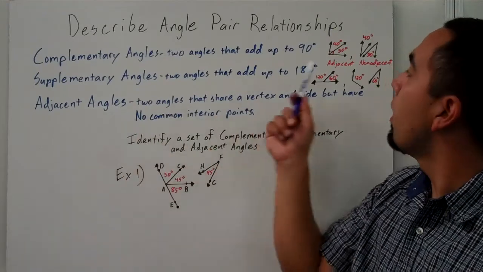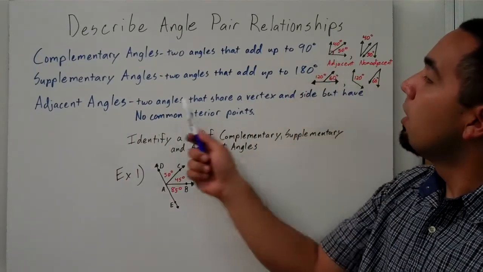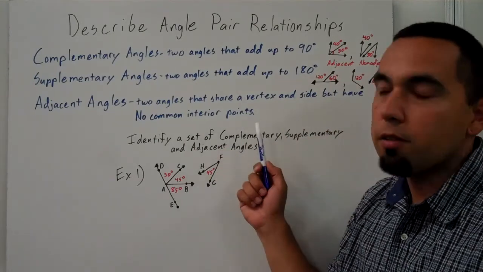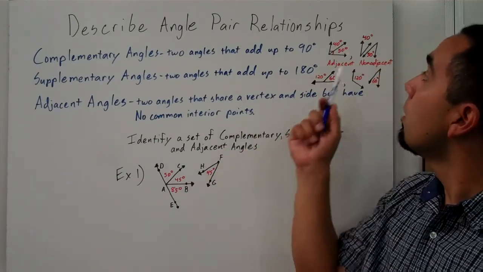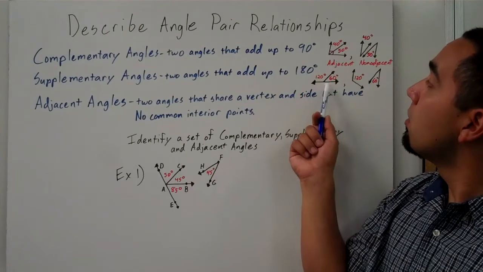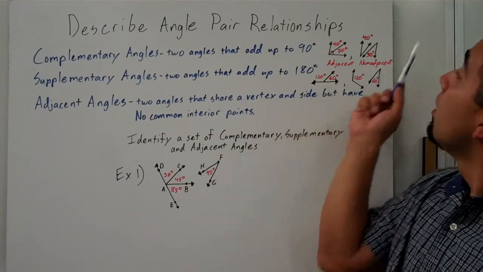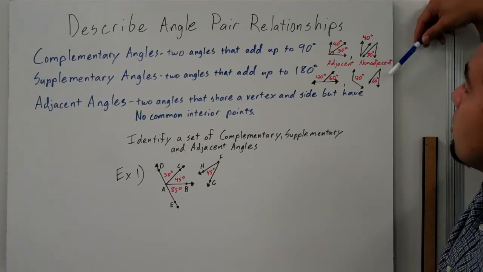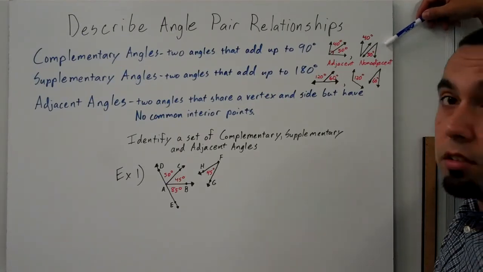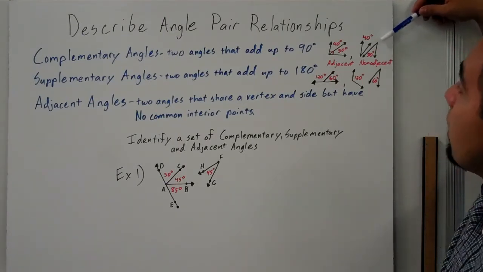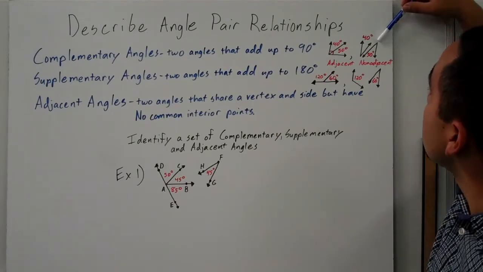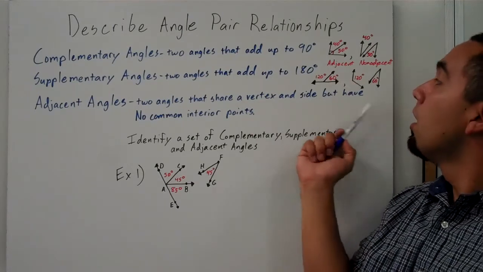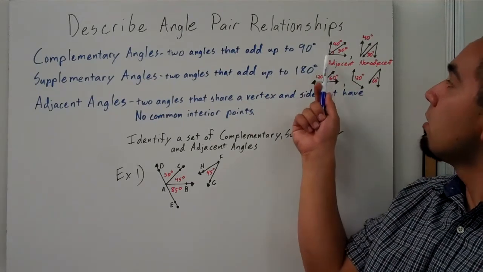Adjacent angles. So this is where you can see I have two angles that share a vertex and a side but have no common interior points. So these are adjacent and this is adjacent, but these are non-adjacent. Okay? Non-adjacent just means the opposite of adjacent. Okay? So these are not next to each other. They don't share a vertex. This vertex is here and this vertex is here. Same with these two. But these do share a vertex.